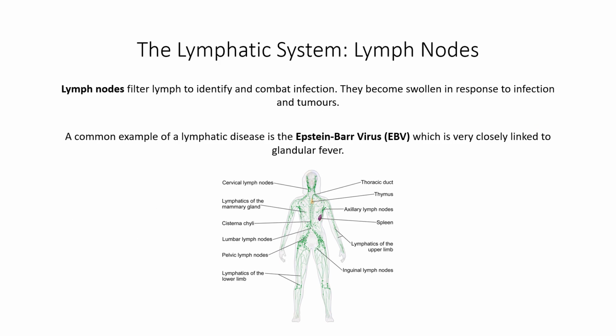A common example of lymphatic disease is EBV, Epstein-Barr, which is very closely linked to glandular fever and is often the precursor to glandular fever, otherwise known as kissing disease.